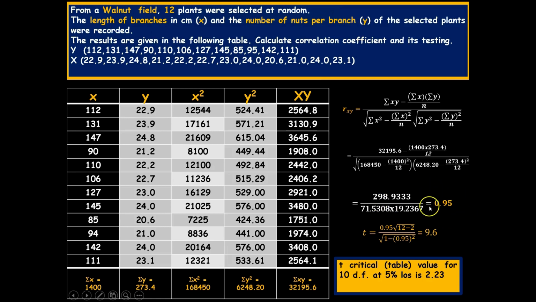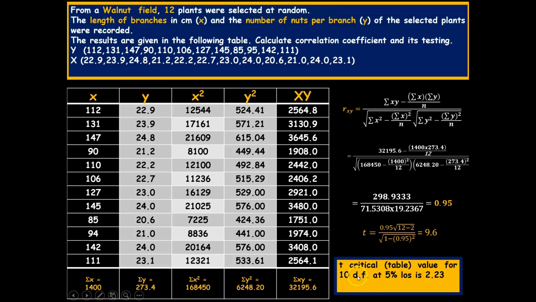But we need to verify whether this value is significant, or whether there is a significant relationship between these two variables, or whether this relationship, this 0.95, is a real value or it is by chance. For that we use the traditional t-test. This is r times the square root of n minus 2, whole divided by the square root of 1 minus r squared. We'll put the values here. Then we have a calculated value of 9.6.